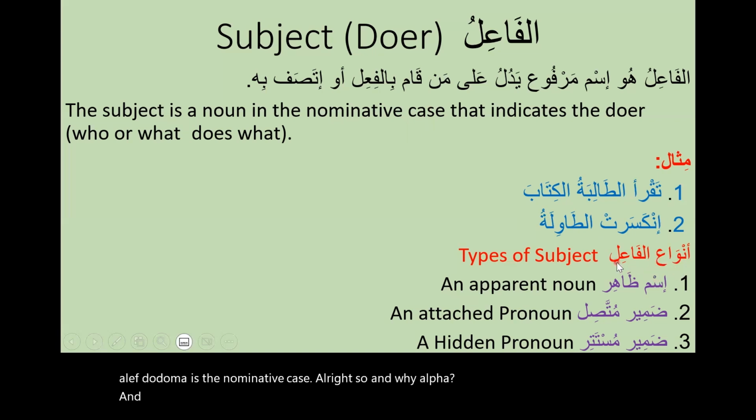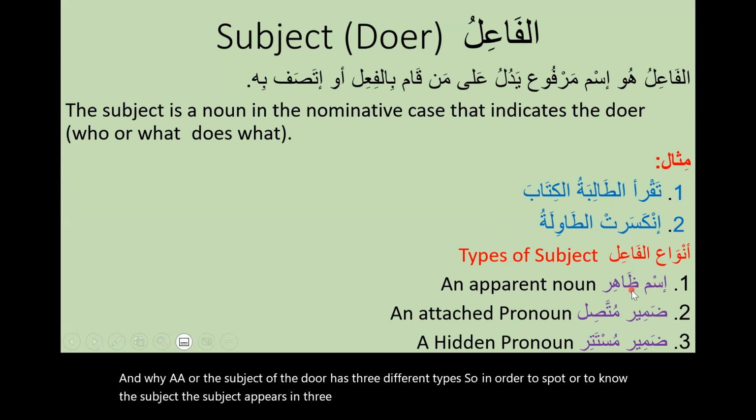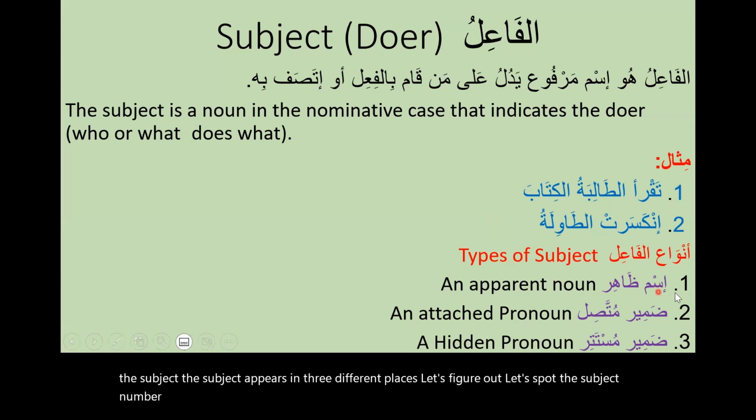So anwa' al-fa'il. Al-fa'il, or the subject or the doer, has three different types. So in order to spot or to know the subject, it appears in three different places. Let's spot the subject. Number one will be ism zahir. Our subject or the doer will be ism zahir, an apparent noun.